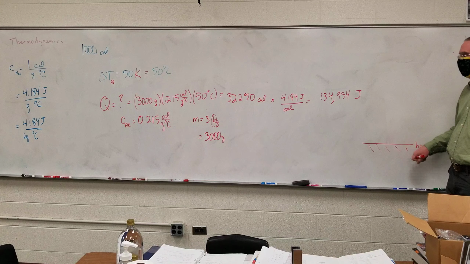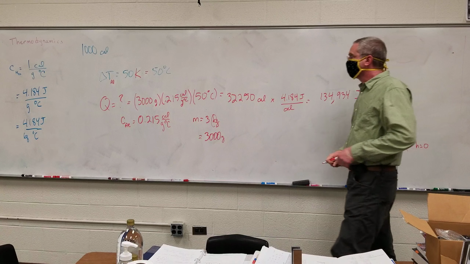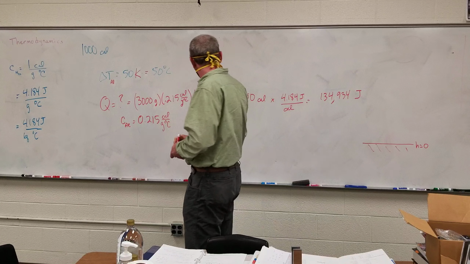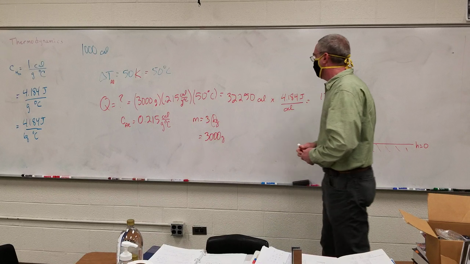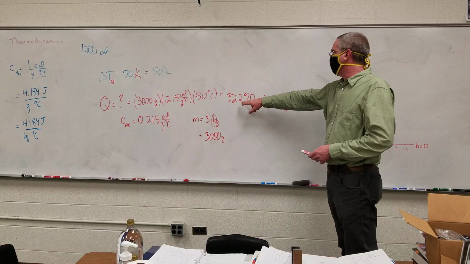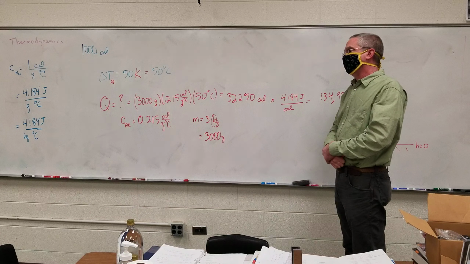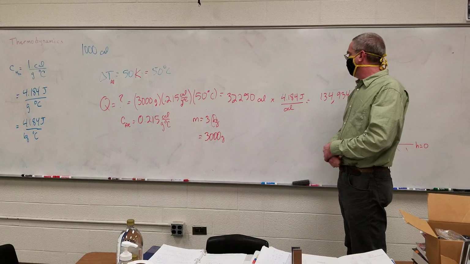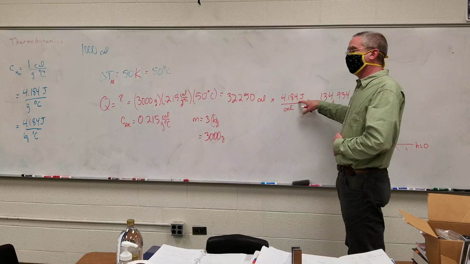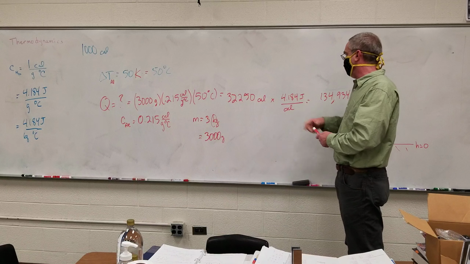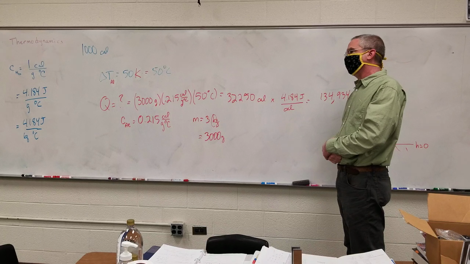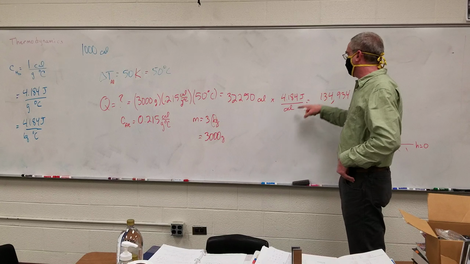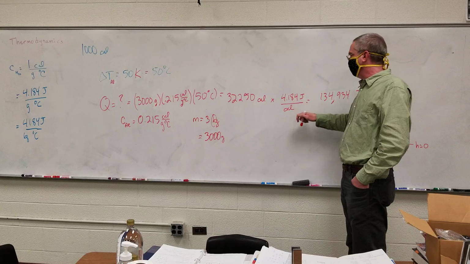One second, Mr. Yes, ma'am. So when you said you're dividing the joule by the cal, what's the cal? Is that the 32,250? Yeah, 32,250. Oh, so you're dividing that by the 4.184? And then I'm multiplying times 4.184, because every calorie is that number of joules. Why is this divided? That's joules per calorie.